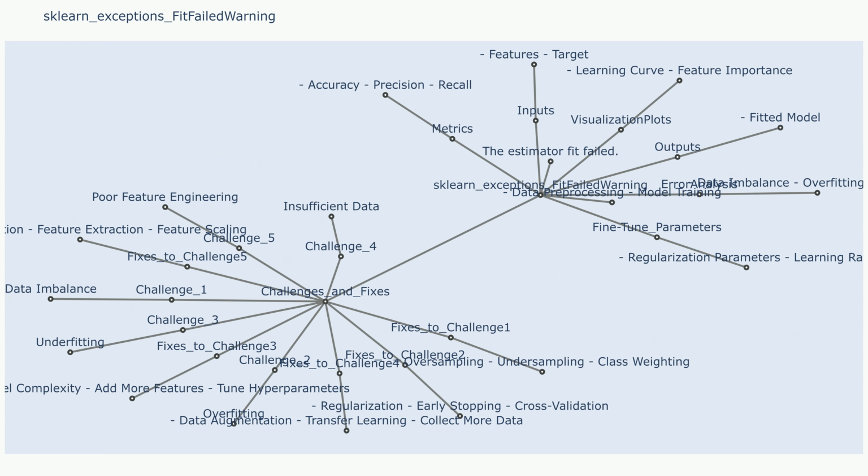Lack of convergence during optimization. Sample use case: the model's optimization algorithm might fail to converge to a stable solution due to issues like a high learning rate or a poorly initialized model. Fixes.